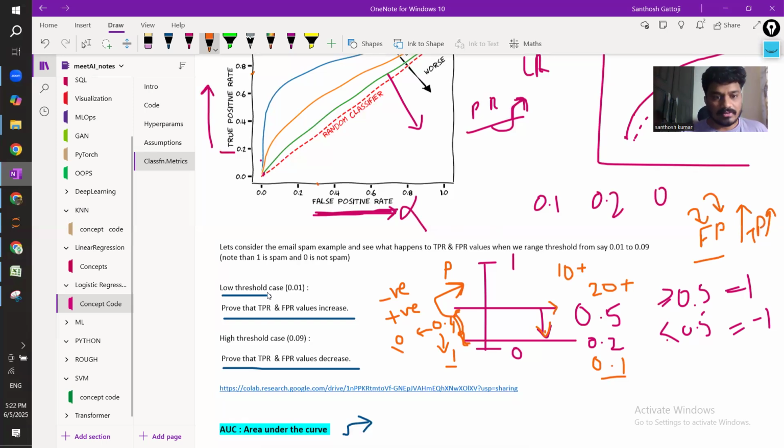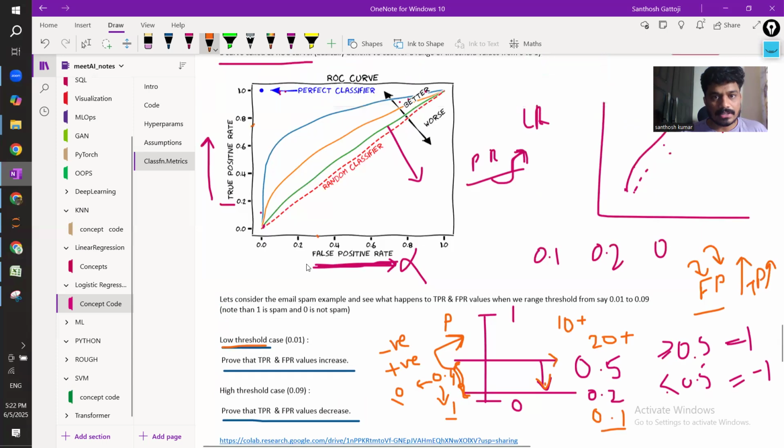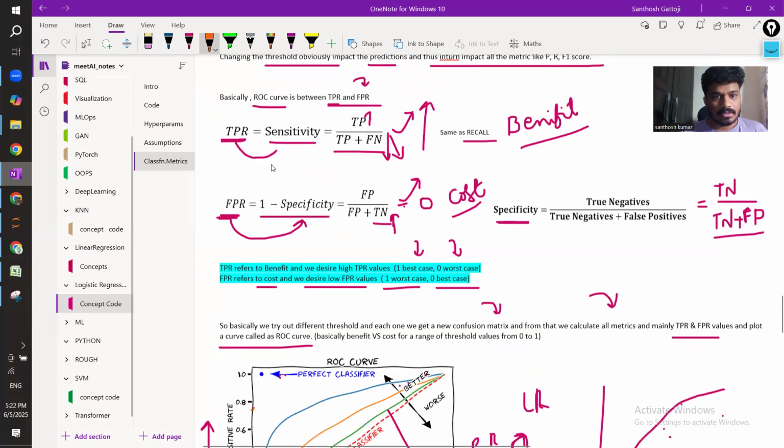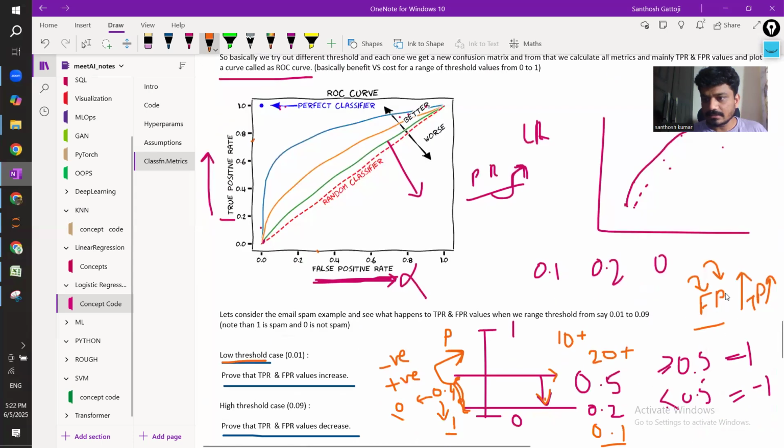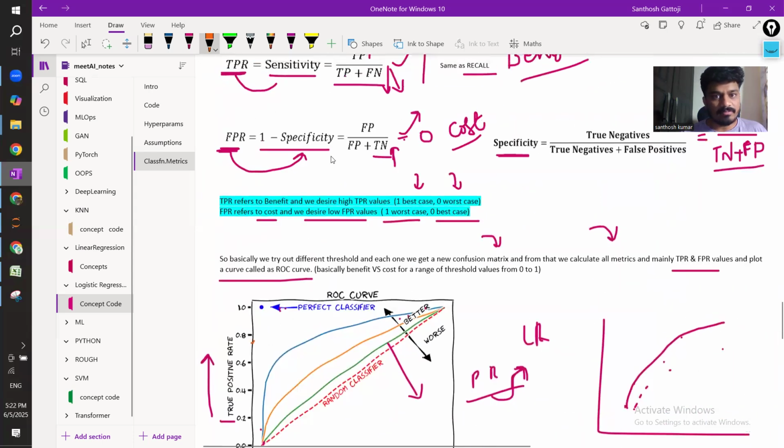Right. So that's why, when you are decreasing the threshold, what is happening? When you're decreasing the threshold, you are having this FP increasing. So if FP is increasing, this FPR overall will increase because it is in the numerator. The bigger the numerator, the bigger the value.